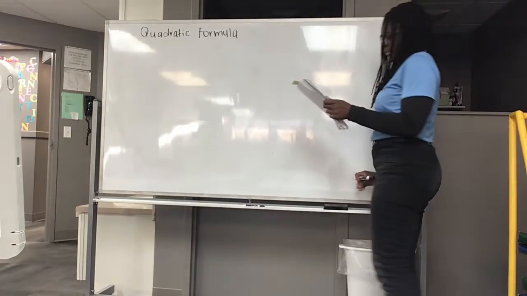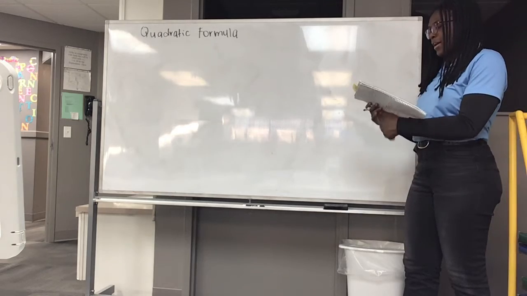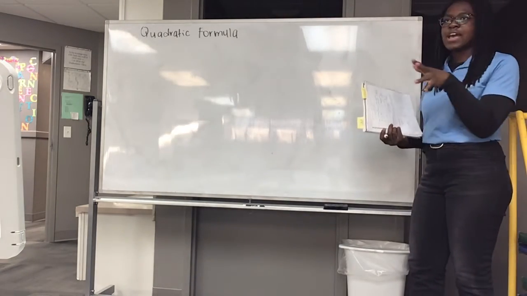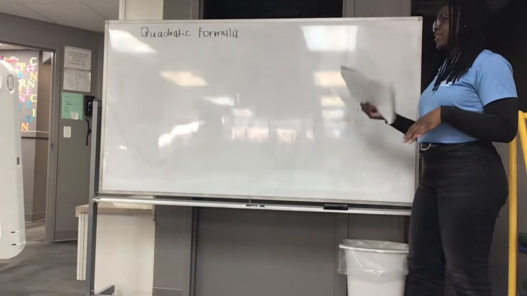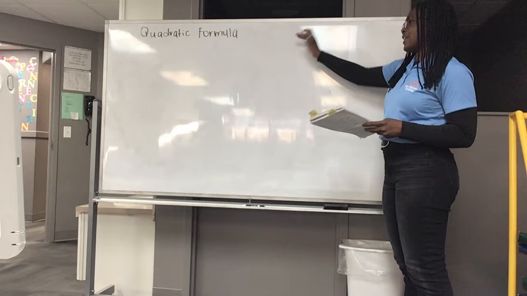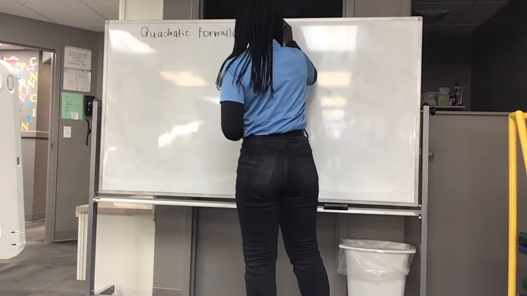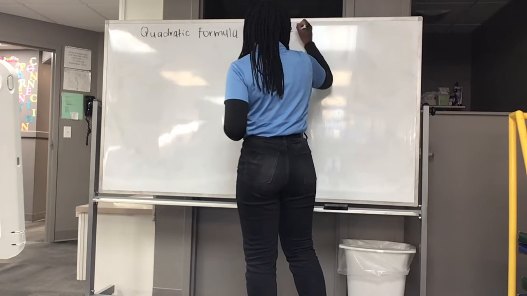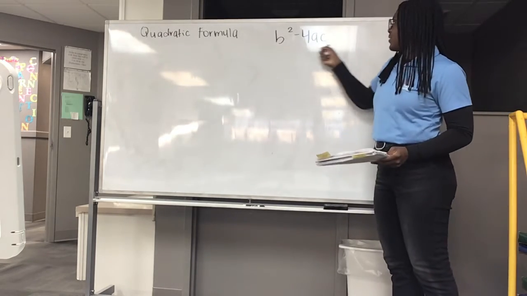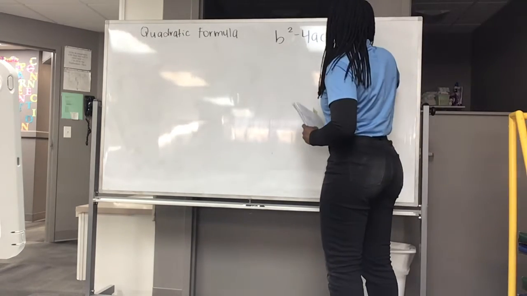Sometimes on the ACT it'll ask you a question like how many solutions a function has. And so we use something called the discriminant to find that out. The discriminant was part of the quadratic formula. It's just the part under the square root, so b squared minus 4ac.